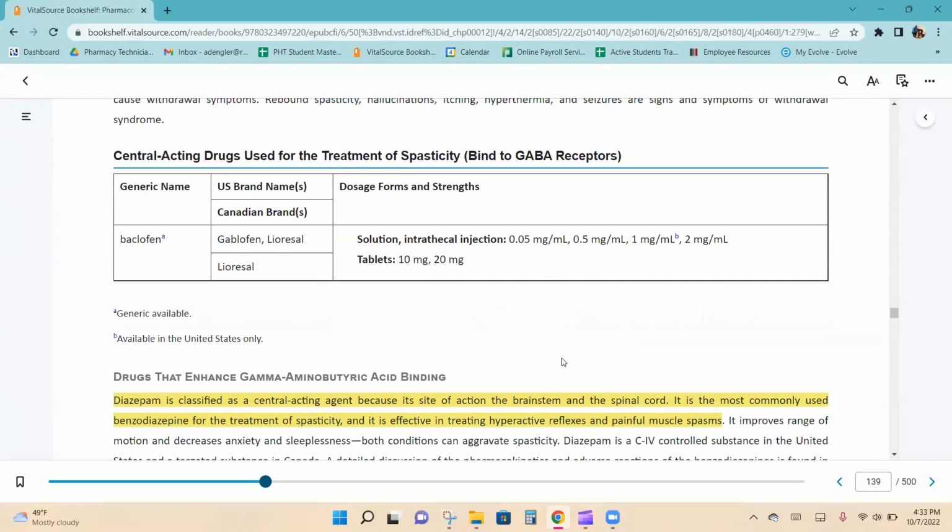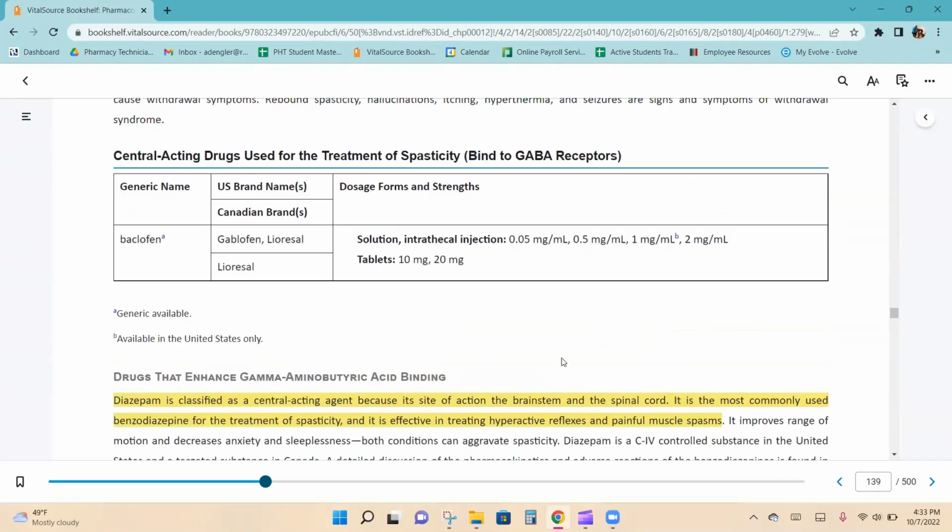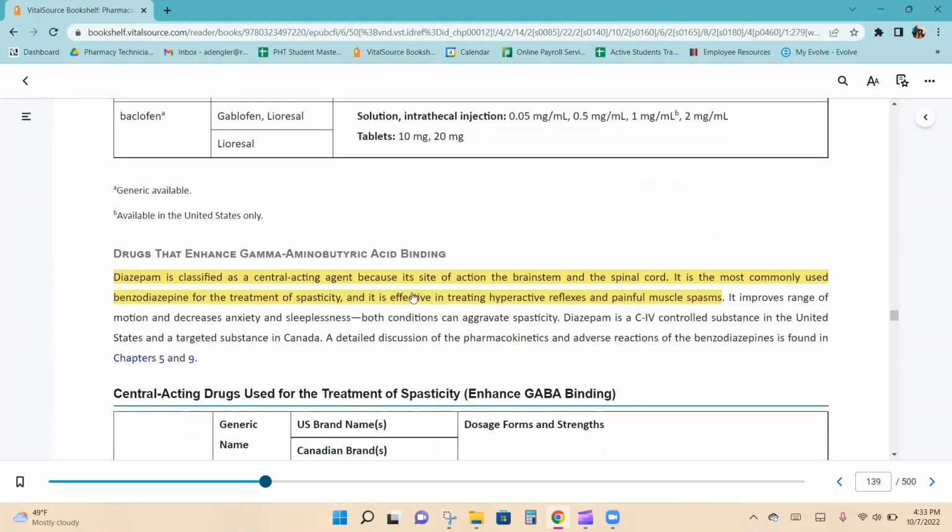So we have central acting drugs used to treat spasticity. So it's just baclofen under the brand names Gablofen and Lioresal. We have an intrathecal injection and a tablet. Diazepam is classified as a central acting agent because its site of action is the brainstem and the spinal cord. It is the most commonly used benzodiazepine for the treatment of spasticity, and it is effective in treating hyperactive reflexes and painful muscle spasms.